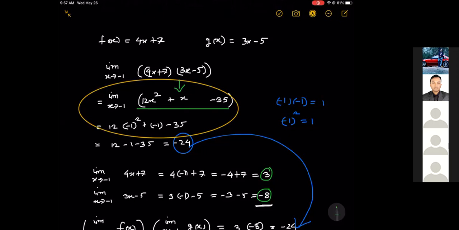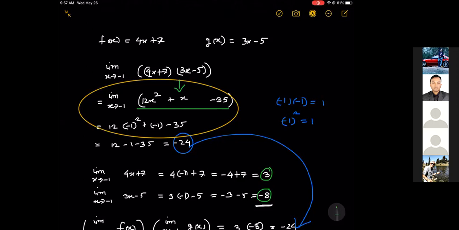Let's try 2.3 now, which says limit laws for one-sided limits. Before that, am I going too fast or am I going too slow? Any suggestions? I think you're doing a great pace. I think it's a good pace. Thank you. If you think that I need to change the pace, just let me know.